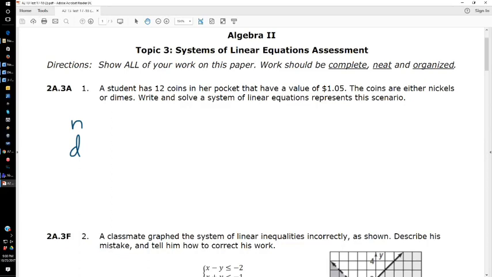The first thing, she has a total of 12 coins. So if I just say the nickels plus the dimes, that'll equal 12 coins.